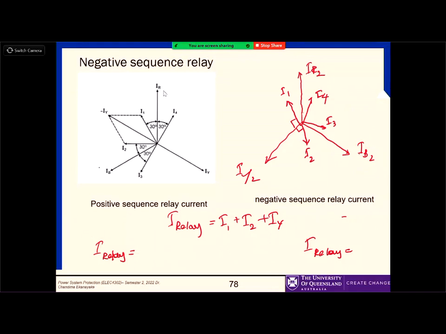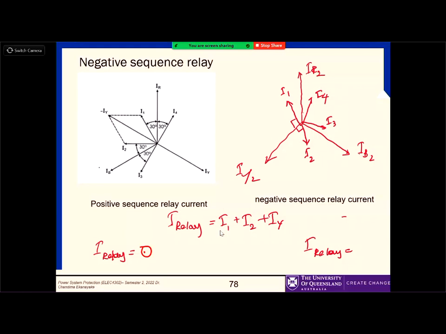and then we know that for a positive sequence relay, IR, IB, IY, they are forming a positive sequence. And then if you add these two currents, that becomes negative of Y current. So the relay current becomes zero. For the positive sequence currents, I relay becomes zero. So it doesn't measure any current.